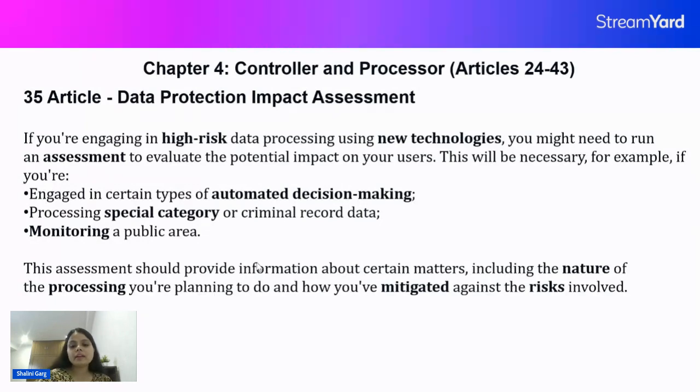Now, what is included in the DPIA? We have to give a systematic description of the processing activity, meaning the purpose, what the legitimate interest is, what the lawful basis is, what the principles are, you know, Article 5, Article 6, everything has to be there in the DPIA. Now, what is the necessity and proportionality of the processing operation? We also have to evaluate the risk to the individual's rights and freedoms in the DPIA.